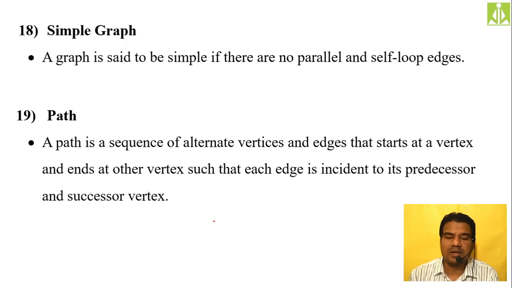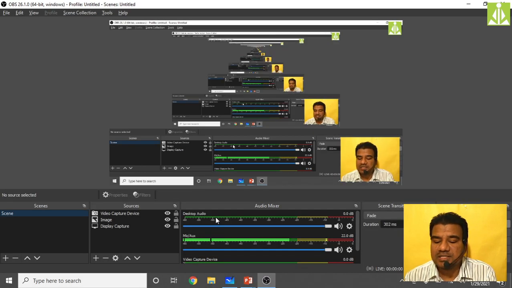Then simple graph. A graph is said to be simple. When we call a particular graph simple, it means it does not have any parallel edges or self loops. If there are no parallel edges or self loops, then only we call such a graph a simple graph.